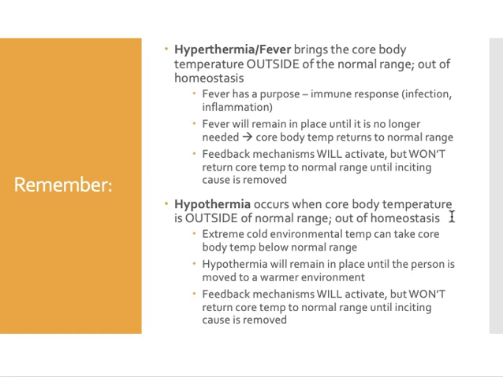Once again, negative feedback will try to bring it back into normal range, but it won't return it to normal range until that person is brought back into a warm environment. In other words, until the cause is removed. So these are examples when the body leaves homeostasis. What we've been talking about so far is how the body maintains homeostasis, how it keeps your core body temperature between 97 and 99 during a normal active day.